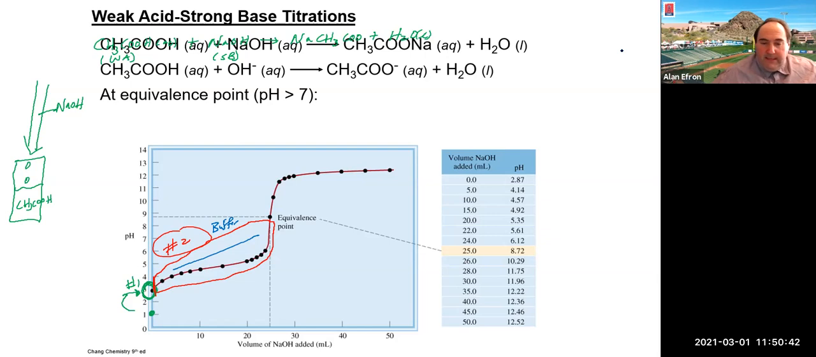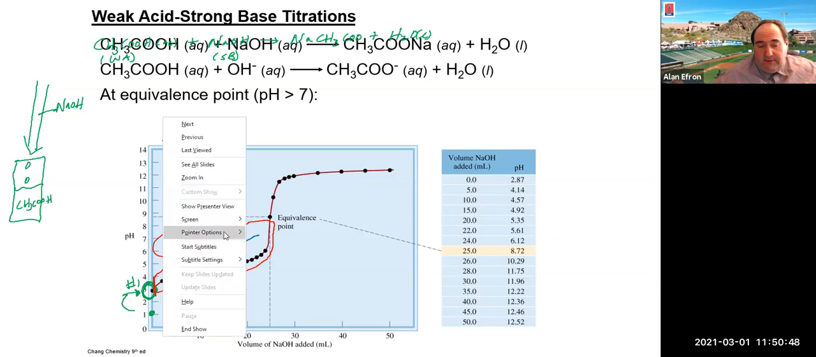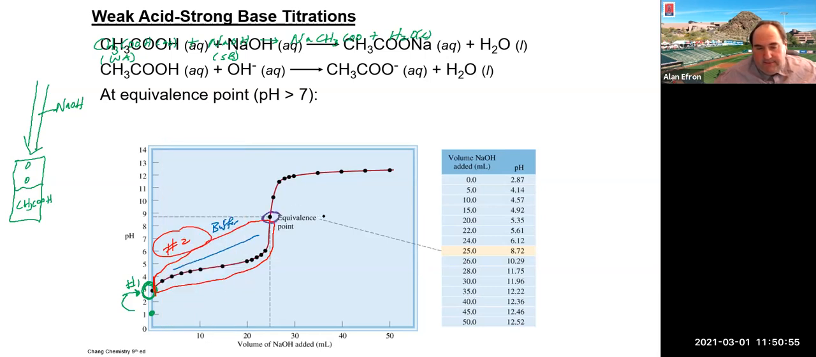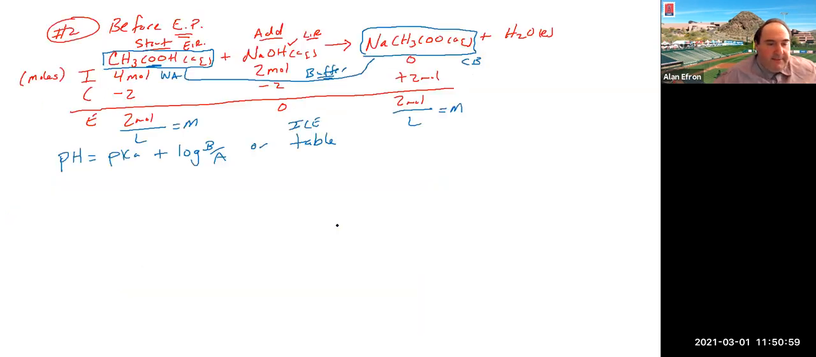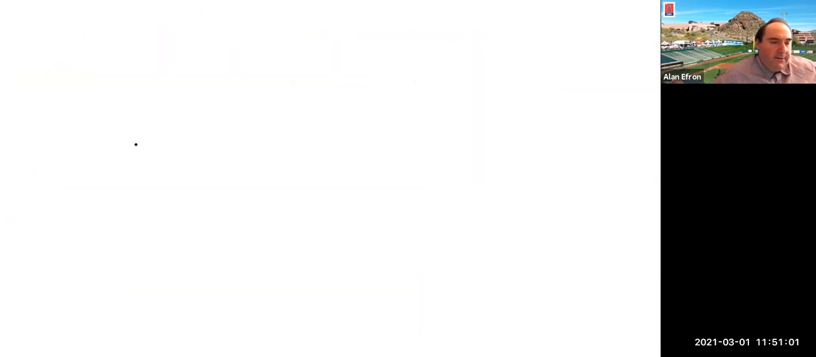Okay. Then let's talk about what happens when we actually do reach that equivalence point. Let's talk about the third part of the titration curve here. When we're right there on number 3, which is our equivalence point, let's see what happens here. On that third spot, we are at the equivalence point.